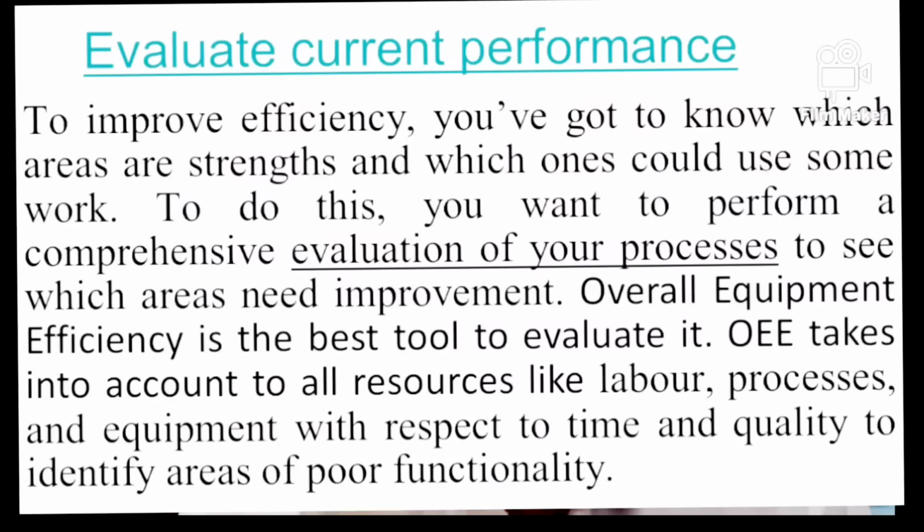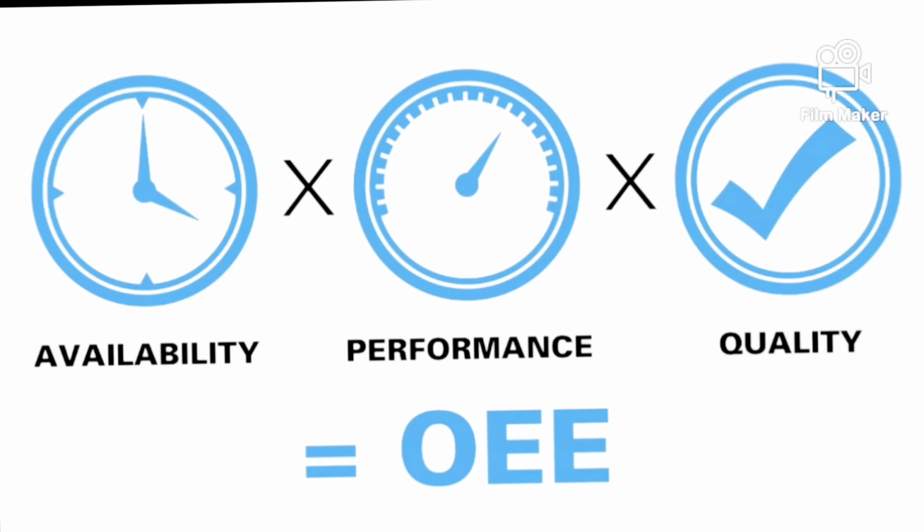So the first thing that we need to know is the current status. And for that, OEE is the best tool to know the current efficiency. OEE considers all the resources, including man, machine, material, availability, and quality. So using this tool, we need to know the current efficiency.